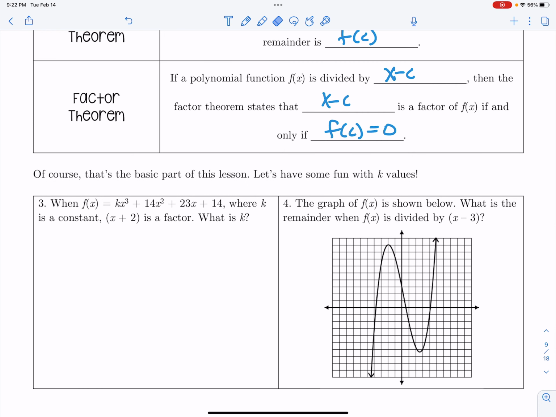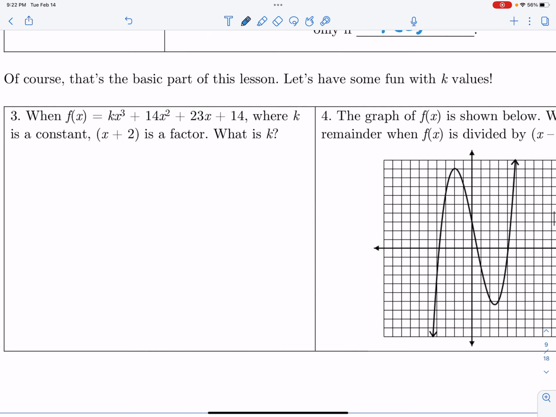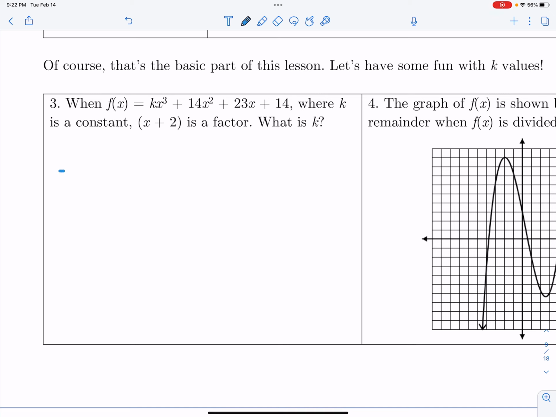Looking at number 3, I have f of x is equal to kx cubed plus 14x squared plus 23x plus 14, where k is a constant and x plus 2 is a factor, and we want to find the value of k. In class, I showed you guys two ways. The first way was the synthetic division way, which is probably the easiest way because your function isn't that bad. It's not big. It's not a giant. So you know that you could use synthetic division, where I have k, 14, 23, and 14.